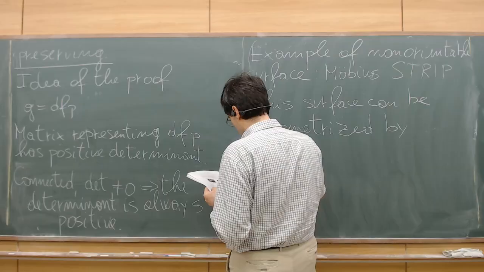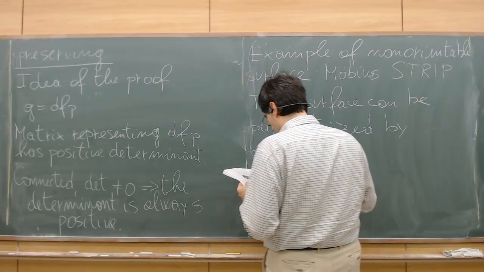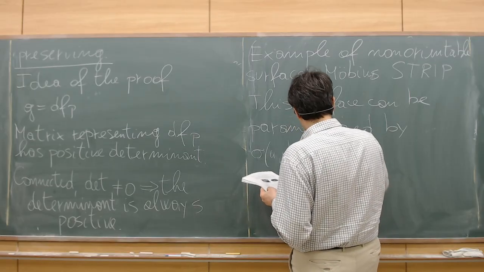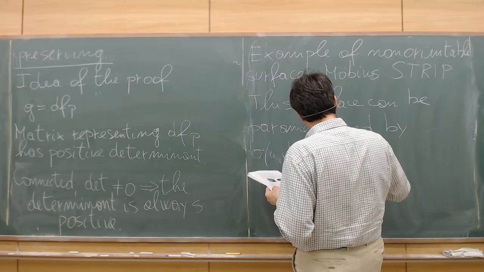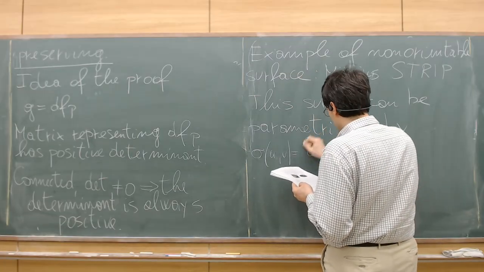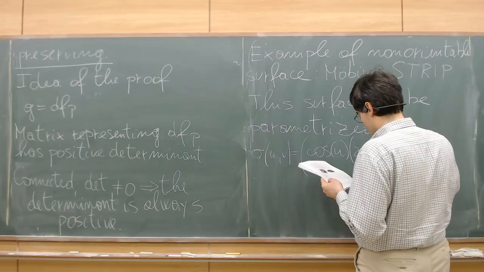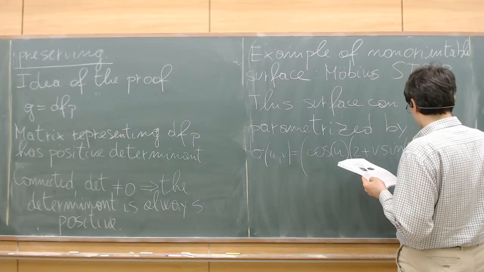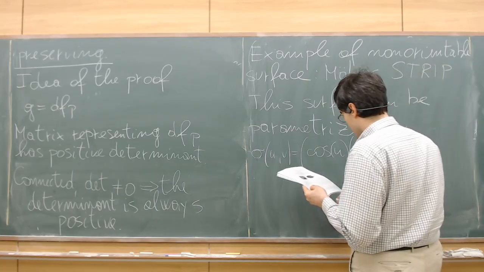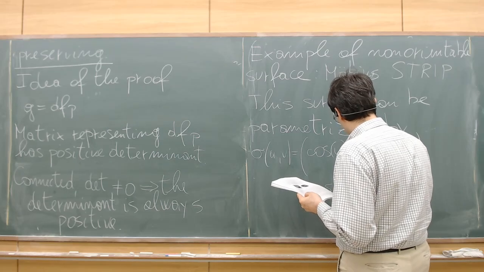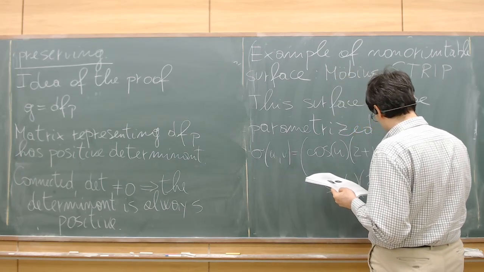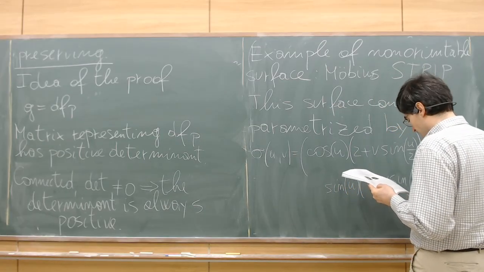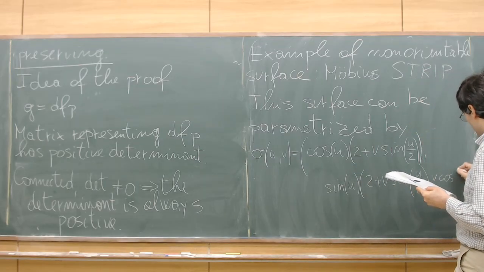sigma(u,v) equal to cosine of u times 2 plus v sine of u over 2, sine of u times 2 plus v sine of u over 2, v cosine of u over 2.